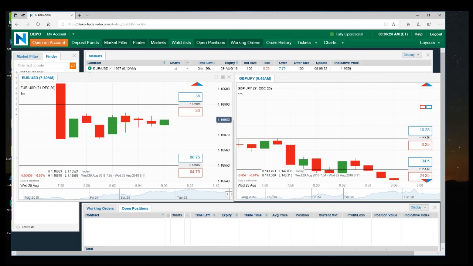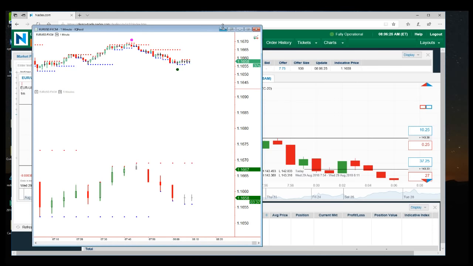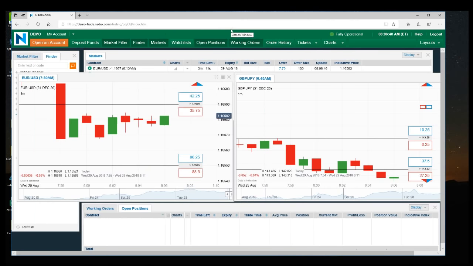Now, we do have a potential right here. You see that we've formed a doji, formed a low. I would prefer to see this one close above this high. Okay, it's not doing that right now. You can see up here, it's struggling to move 2 pips. Okay, that's usually not a good thing for us.